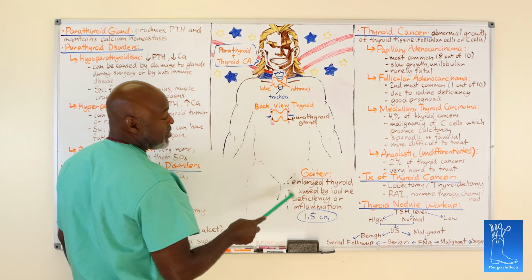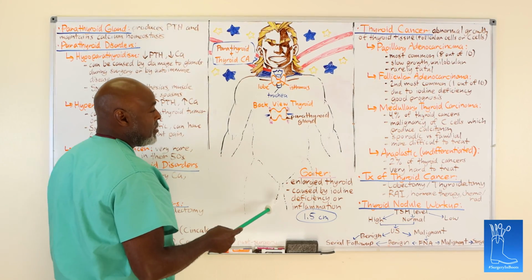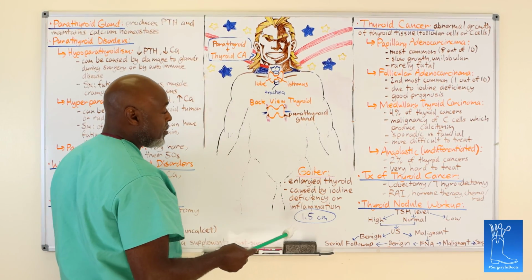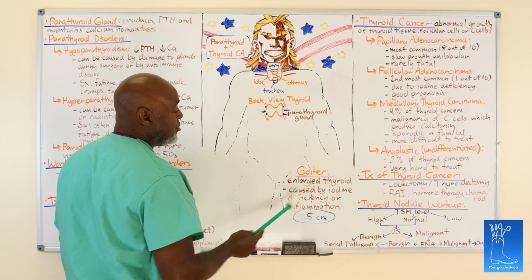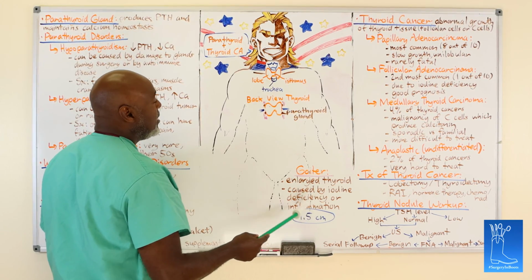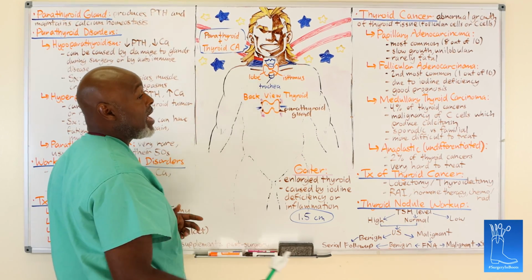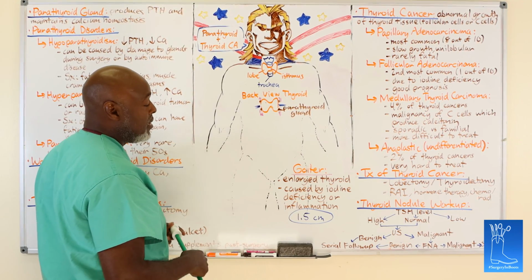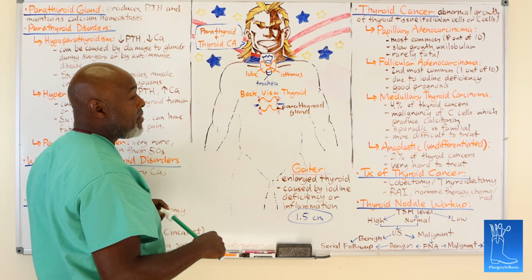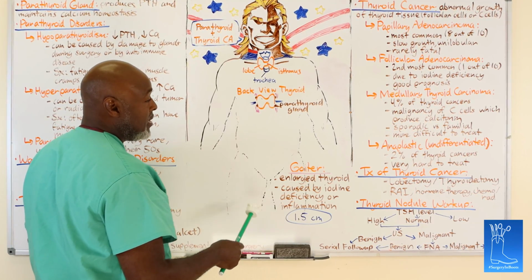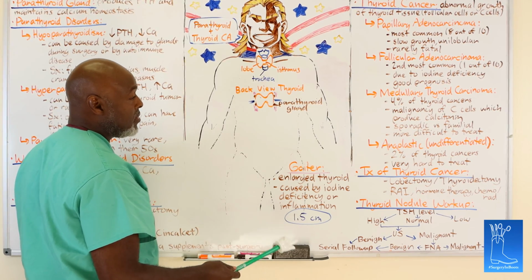Now, a goiter itself is basically an enlarged thyroid. You can have a single nodule in the goiter, you can have a multinodular goiter. These are sometimes and usually caused by iodine deficiency, but we don't see really huge goiters in the United States anymore because there's iodine in salt. The only time you don't have iodine in salt is if you're doing sea salt all the time.